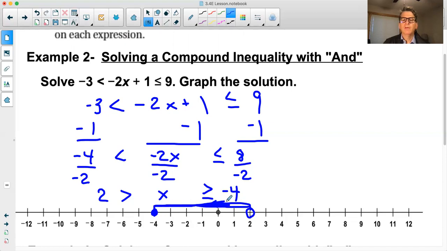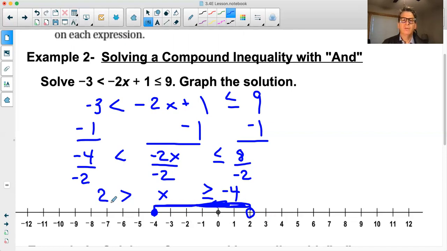Okay, so it's an "and." So they have to be solutions to both the left side and the right side. And that would be example 2: -4 less than or equal to x less than 2.